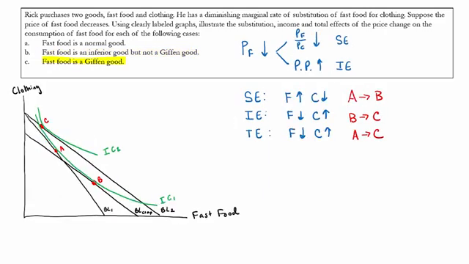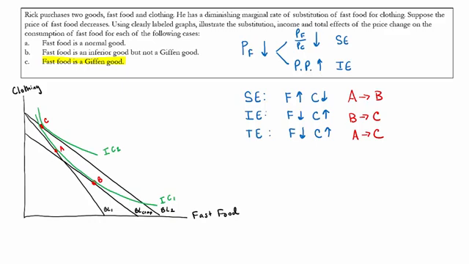In this third and final case, fast food is a Giffen good, which means it's an inferior good for which the income effect is dominant. So what do we see? We see the same budget lines as in cases A and B. We see the same substitution effect as in cases A and B. Case B and case C have fast food as an inferior good, so the income effect is the same as well. What's different here is the total effect.